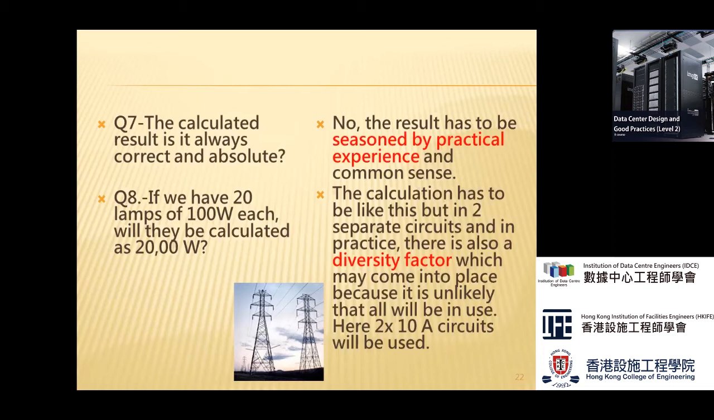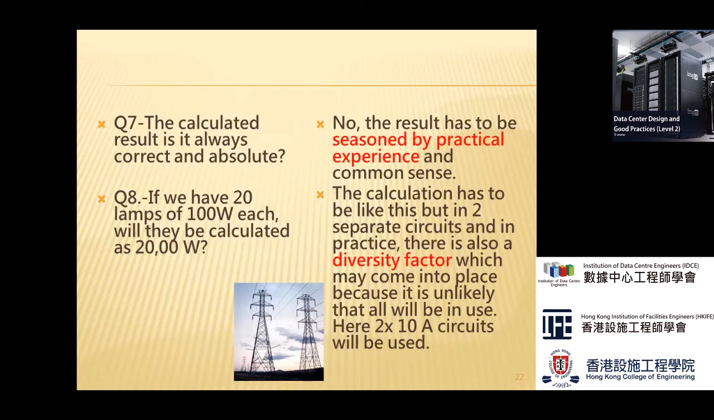Number 8, if we have 20 lamps, 100 watts each, will that be calculated to 2,000 watts? Well, basically, if you have 20 number of 100 watt, the calculation has to be like this: in 2 separate circuits. You don't want to have 20 lamps all in one single circuit. You want to separate them into at the most 10 lamps only.